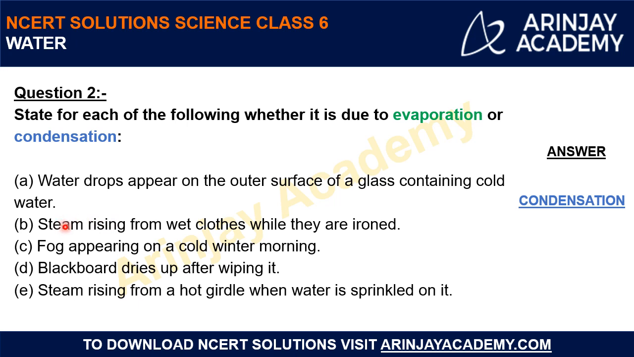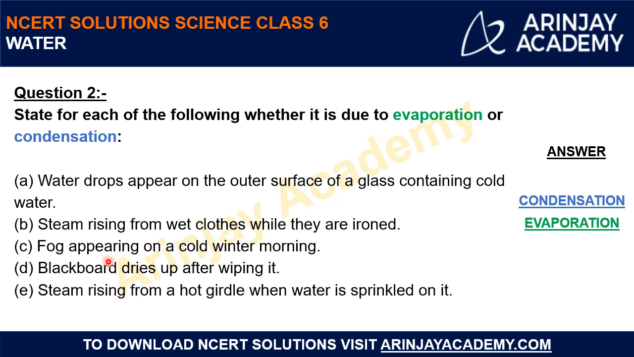Second process, steam rising from wet clothes while they are ironed. Now we have also seen that if we press an iron on wet clothes, we observe that steam comes off. So what is the process through which this happened? Here we know that the water present in the wet clothes got converted into water vapor. So this particular process is due to evaporation.